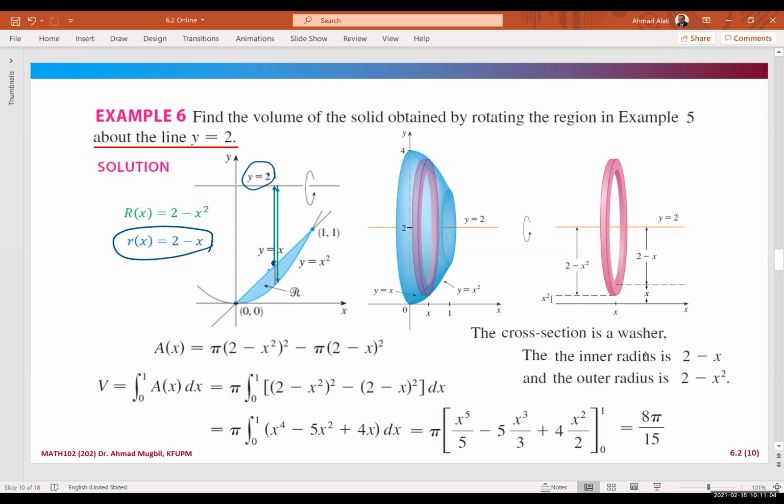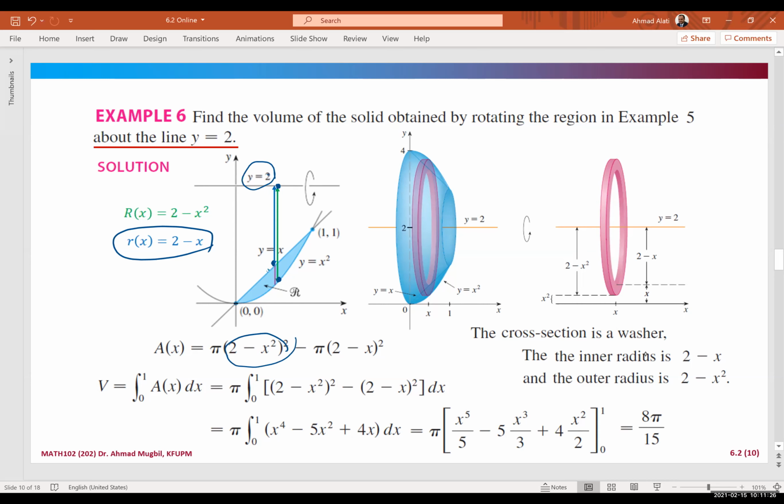The outer radius will be the distance from here to here. It is y equals 2 minus, what is y here? It is x squared. Both of them are functions of x. Square this, multiplied by pi, square this, multiplied by pi. Take pi as a common factor, integrate. Expand, of course, to find this integral.